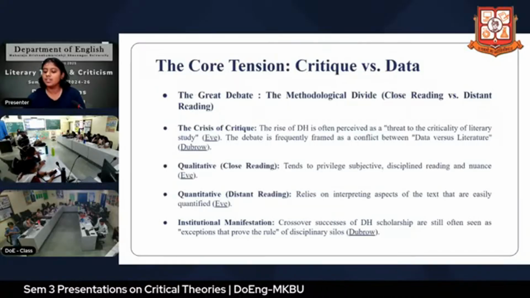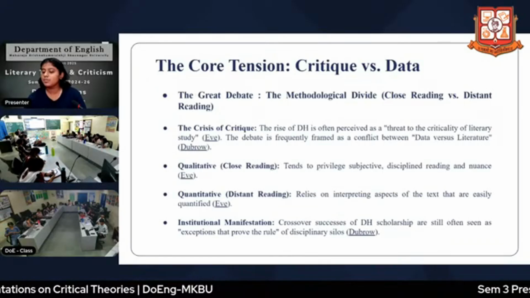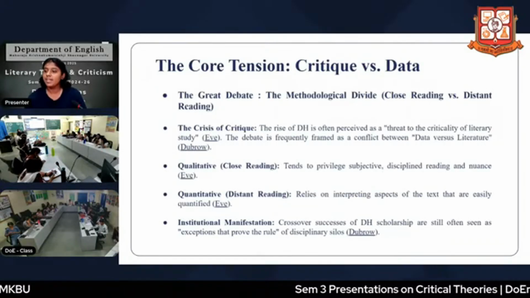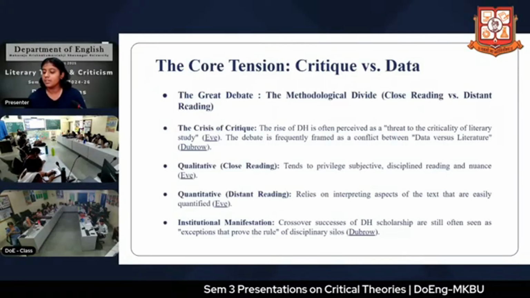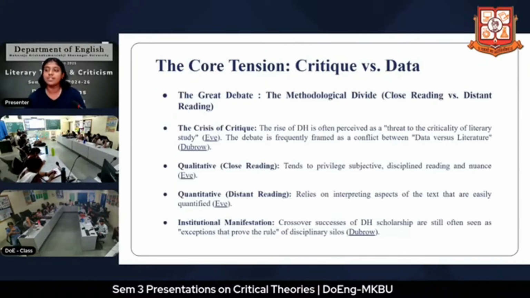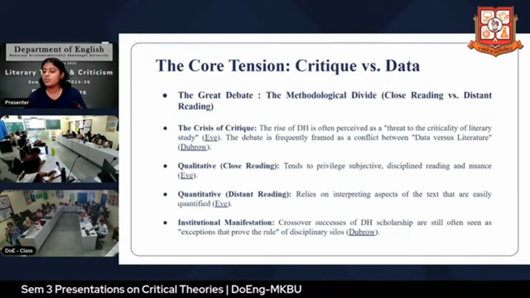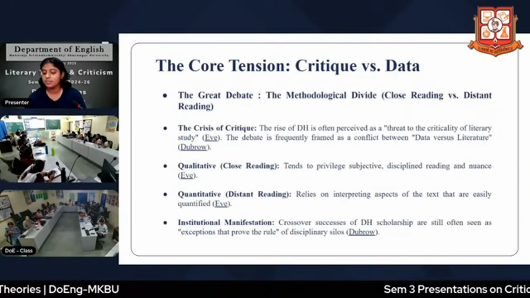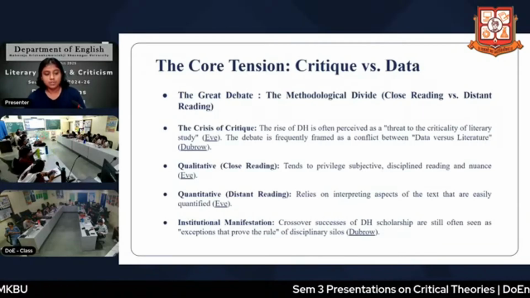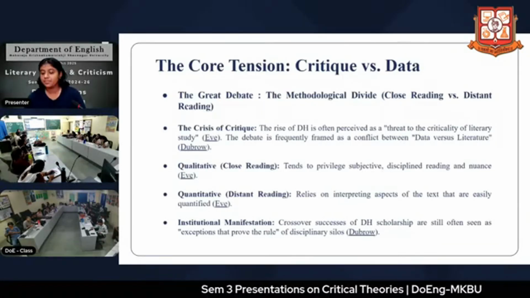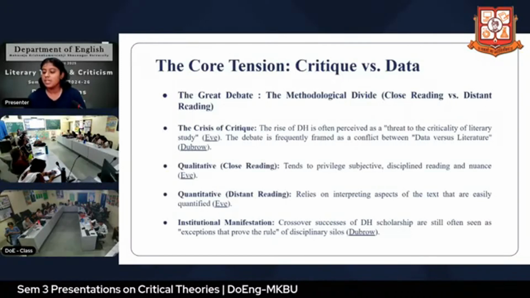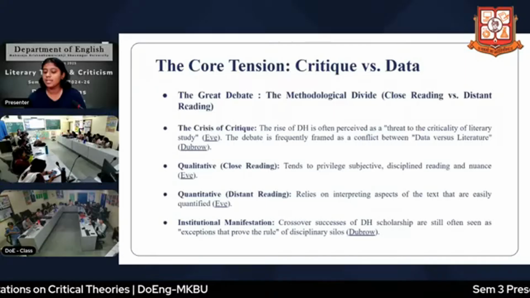So this is the perceived crisis of the critic. Many critics view digital humanities as a threat to the criticality of literary studies. The debate is often oversimplified as data versus literature. So, qualitative reading, which is close reading, is the dominant method, focusing on subjective, disciplined reading, nuance, and ethics.